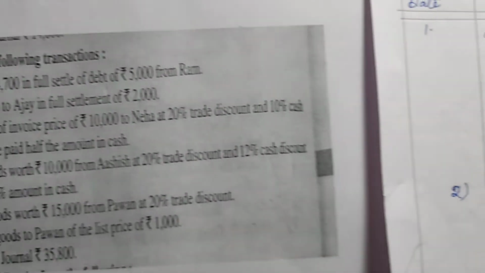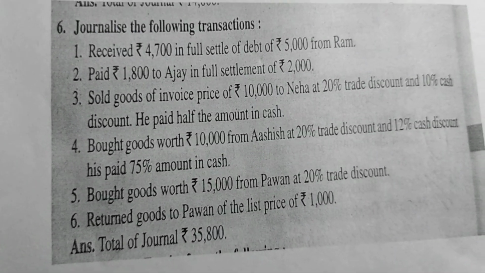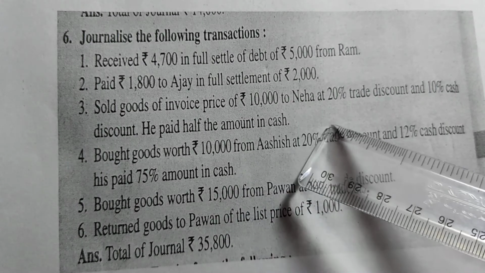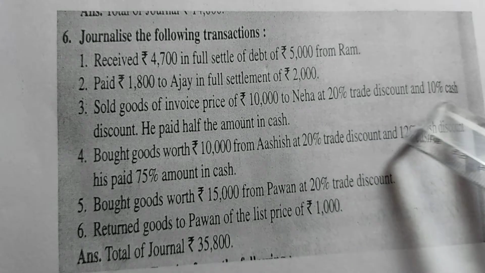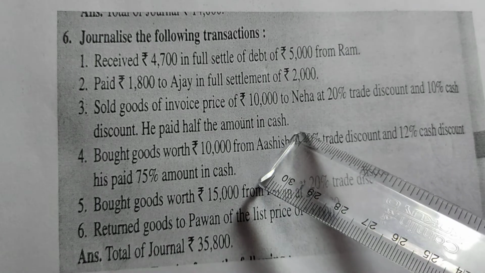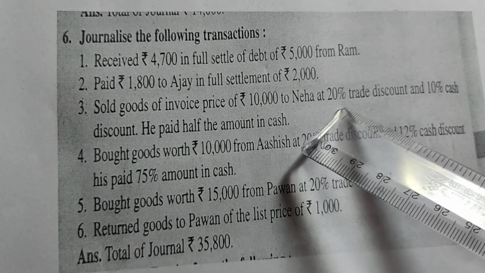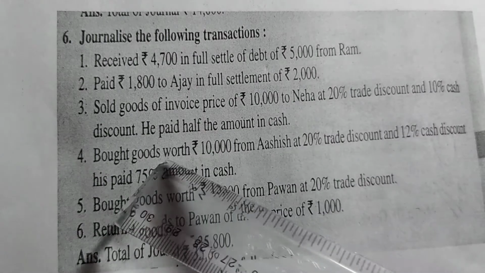Okay, now let's see the next question here. Here it is given, sold goods of invoice price 10,000 to Neha at 20% trade discount and 10% cash discount. He paid half the amount in cash. Here trade discount is given, that will not be entered in the books of account, but cash discount is given, that will be recorded in the books of account.